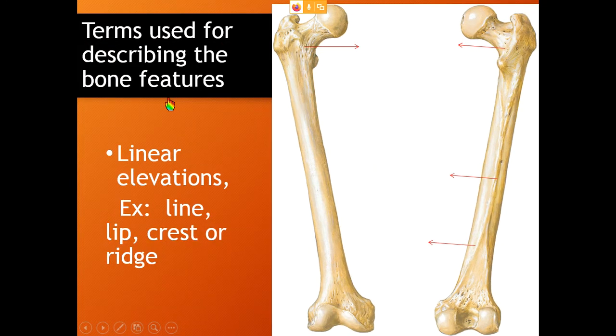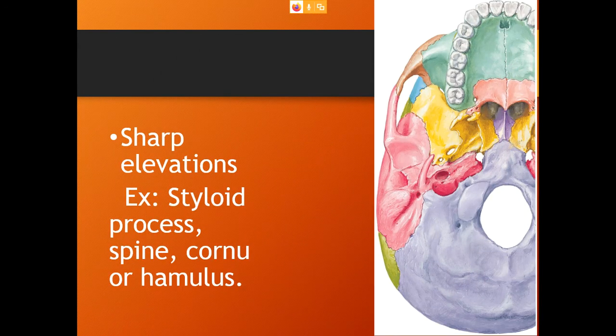The terms used for describing the bone features. We can identify some elevations. These elevations are called line, lip, crest, or ridge. These are the words we use when describing the bone. Then the sharp elevations are called process. Here you can identify the styloid process, pterygoid process, like that.